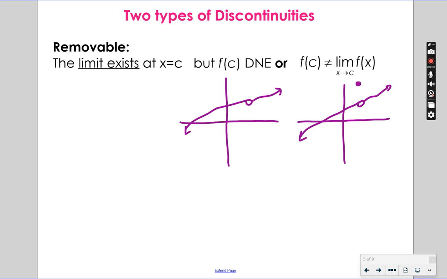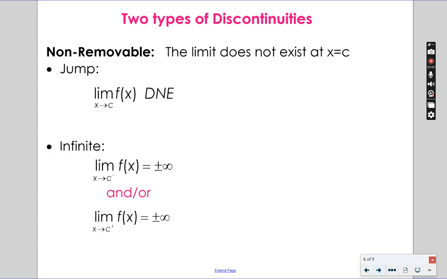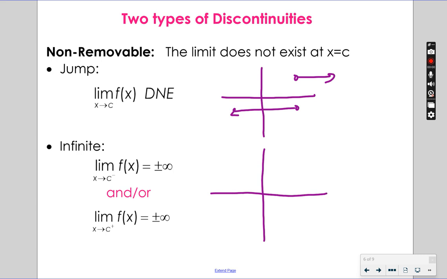All right, the other type is non-removable. You guys already talked about the two different types we could see there. So we could have a vertical asymptote, or we could have a jump. And here we go, non-removable. The limit does not exist at either of these situations. A jump looks like this. An infinite, that's what this one is called, is where we've got a vertical asymptote. I'll just draw a little rational function here.